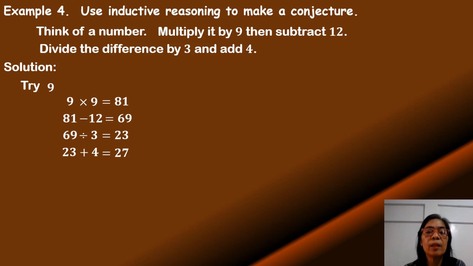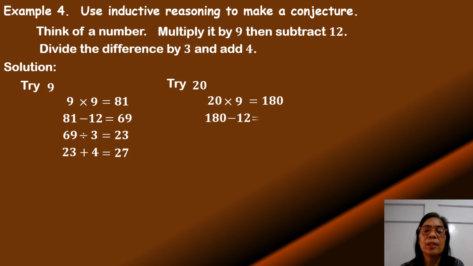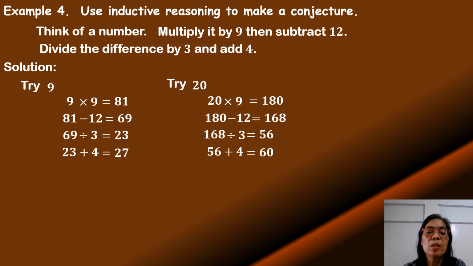So we started with 9, the result is 27. Let us consider another number, say 20. If we multiply 20 by 9, that will give us 180. 180 minus 12 will give us 168. We divide 168 by 3, it will give us 56. And we add 4 to 56, that will give us 60. So we make our observation. When we started with 9, it gives us 27. We tried 20, the final answer is 60.